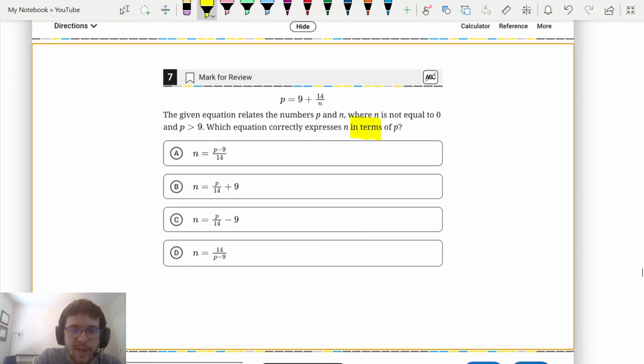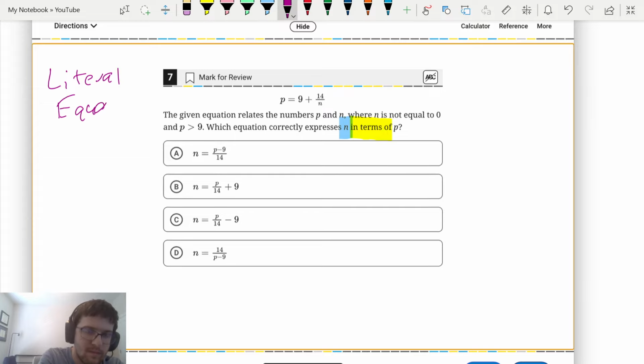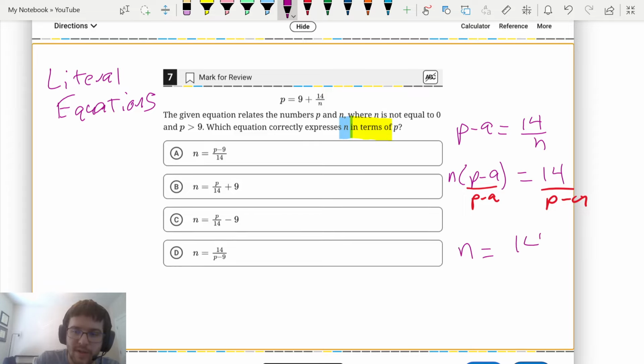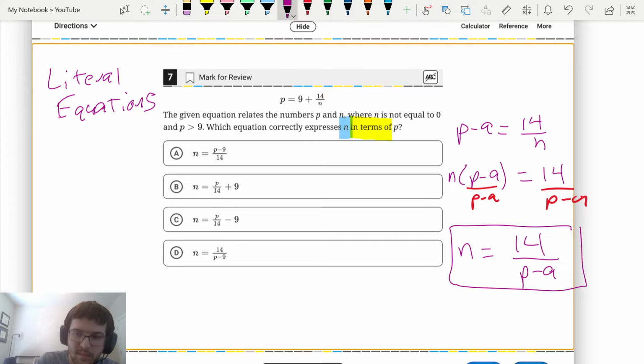Okay, so again, if you see in terms of, you want to get the thing before it by itself. So we want to get n by itself. So first I'm going to subtract 9. And these are called literal equations. So I'm going to do p minus 9 equals 14 over n. And then I'm going to multiply both sides by n, so I get n times p minus 9 equals 14. And now I'm going to divide both sides by p minus 9 because it's being multiplied, and the opposite of multiplication is division. And I get n equals 14 over p minus 9. And that is answer choice D.